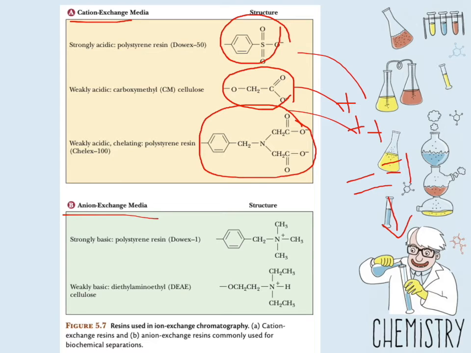So for this, the previous sample explains it for the anion exchange media. If this is the column, these are the positively charged anion exchangers, and they attract the negatively charged samples. That's why the positively charged samples or molecules were able to pass through the chromatographic column.